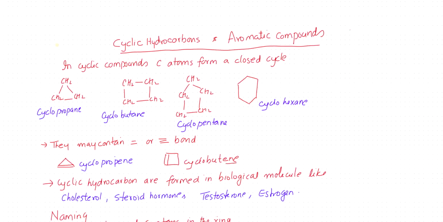Cyclic hydrocarbons are also found in biological molecules like cholesterol and steroid hormones like testosterone and estrogen. So this structure is also present in these biological molecules. Now, naming of these compounds.